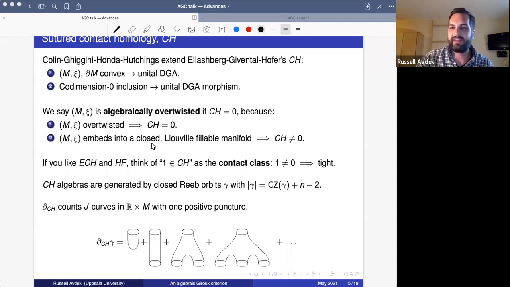And so if you like embedded contact homology or Heegaard Floer, we can think of the unit in the contact homology algebra as being our contact class. So if it's not equal to 0, then we know that our contact manifold is tight. As most people are already familiar with, these algebras are generated by closed Reeb orbits with a grading which is the Conley-Zehnder index plus n minus 2, because my contact manifold is 2n plus 1 dimensional. The differential counts J-holomorphic curves in the symplectization of the contact manifold with one positive puncture and any number of negative punctures.